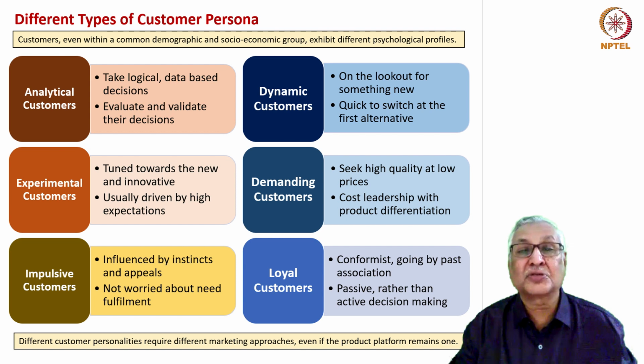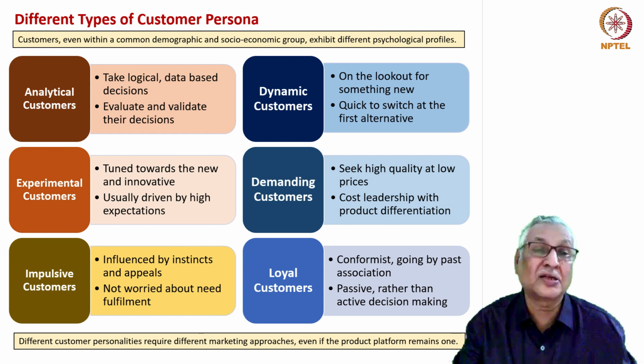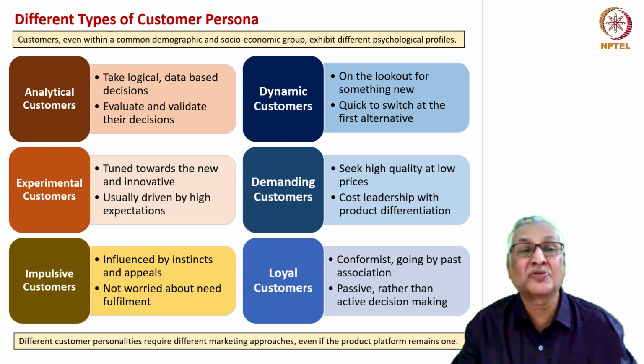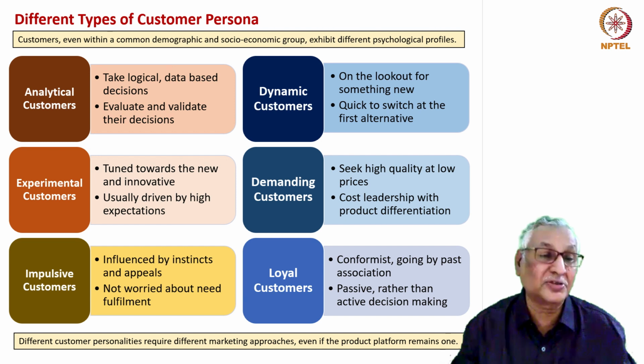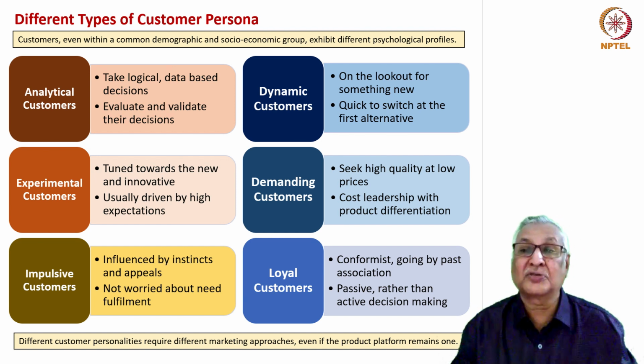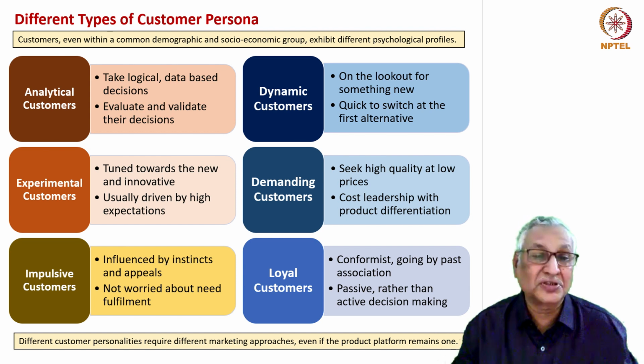There are different types of customer persona. We have seen from a particular angle different types of demand and different types of customers. But now let us look at the fact that even within a common demographic and socio-economic group, we can have customers exhibiting different psychological profiles. There are six types of customers. There are analytical customers who take logical, data-based decisions. They will evaluate and validate their decision. They will completely read the product literature, the label. They will do research. They will ask people for their views and finally take, or appear to take, a purchase decision.